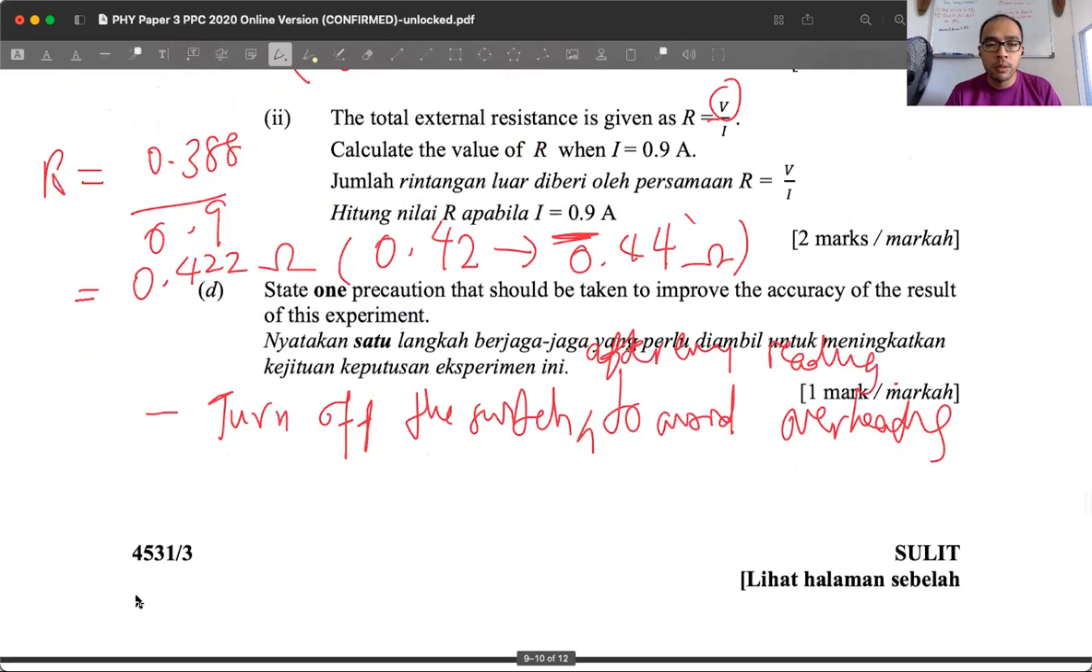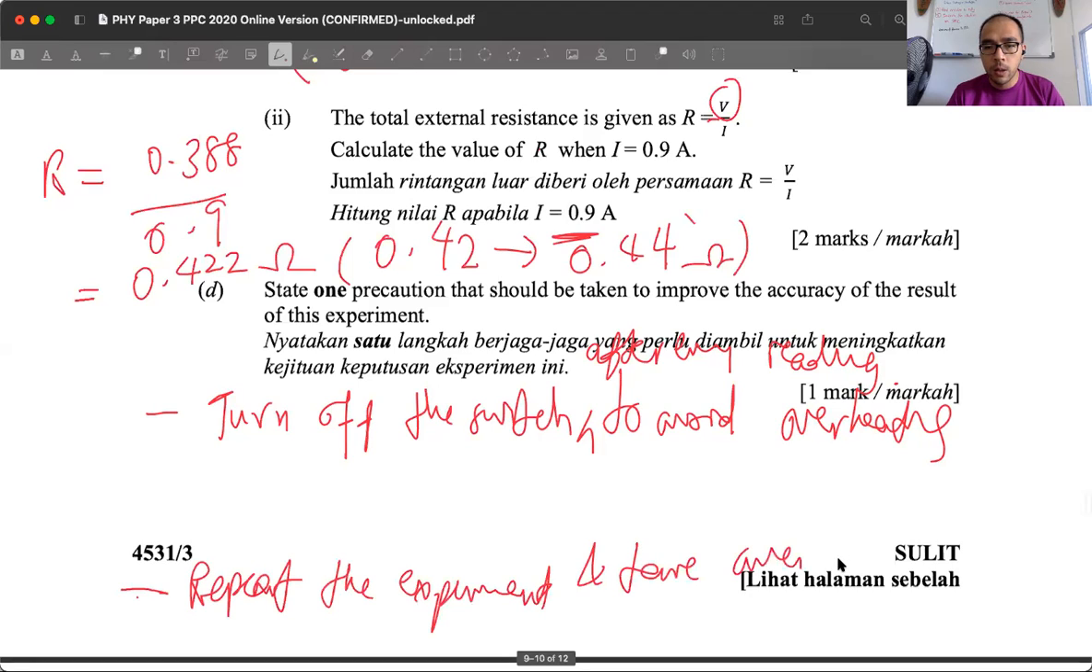I want to point out that quite a number of you wrote: repeat the experiment and take the average value. If you have forgotten, it doesn't matter, I'm going to remind you once again. This precaution is no longer accepted. Repeat the experiment and take the average value is not accepted anymore. Take it out of your brain. Don't memorize this precaution. I don't know about the other two subjects, but for physics, it is no longer accepted as a precaution.